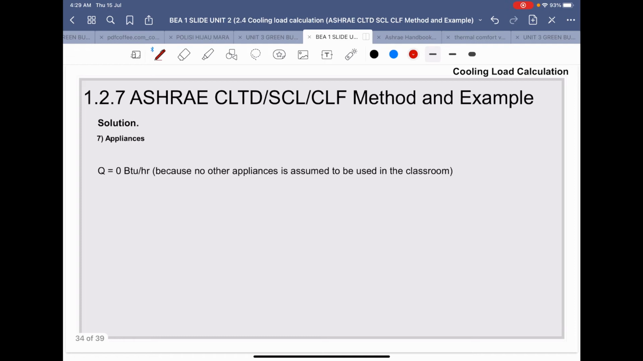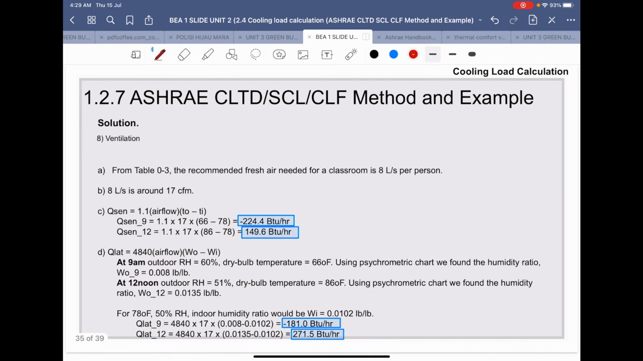Okay. So how about the cooling load from the appliances? Of course, we know that there is no mention of any appliance at all in this room so far. So in this problem, we assume that the cooling load from the appliance is 0. But if in case there is an appliance, yes, you have to calculate for the appliance. Last but not least, we have to calculate the cooling load that occurs from the ventilation.